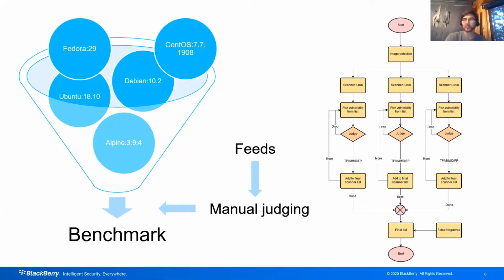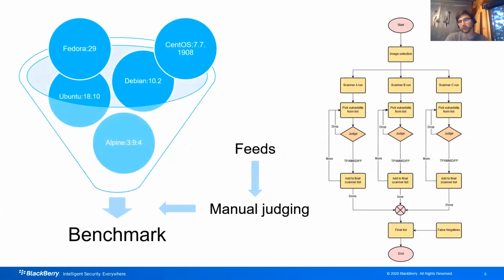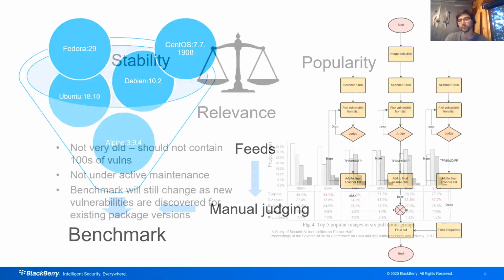I'm sorry, one word before on how we chose those images. It was a game of balance between stability and popularity. On one hand, we need a stable container image that doesn't change, where the software composition stays stable. On the other hand, we don't want super old images that are not being updated because they're old. We still want popular images. And that's how we came up with those three main distributions, Alpine, Debian, Ubuntu, and those specific versions: Debian 10.2, Ubuntu 18.10, and Alpine 3.9.4.